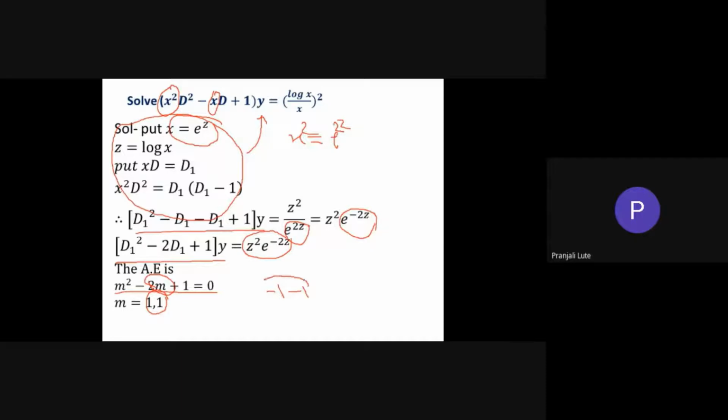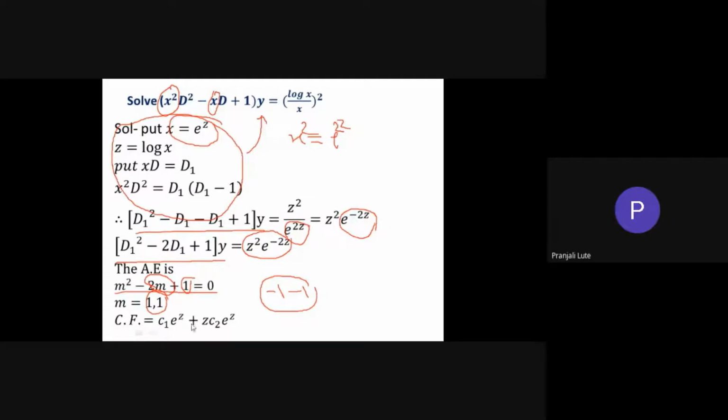Here the roots are repeated, so your complementary function is c1 e to the power first root, that is 1 into z. Why do we use z? Because in place of x we use the substitution e to the power z, so you have to write down your complementary function in terms of z. So c1 e to the power z plus, since the root is repeated, write down z c2 e to the power z.